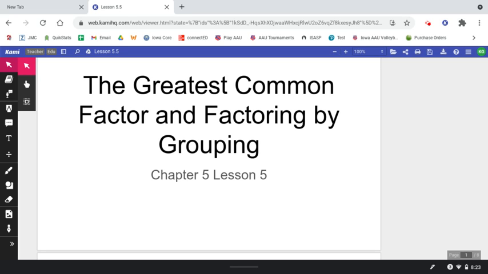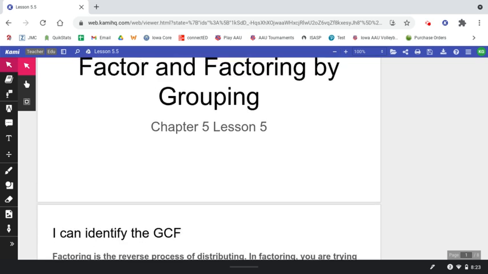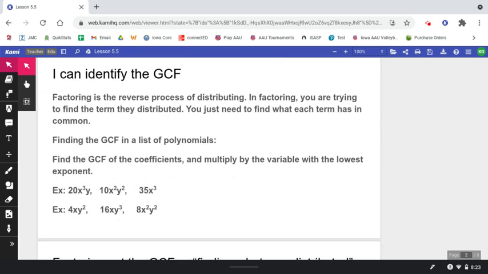Chapter 5, Lesson 5, the greatest common factor and factoring by grouping. Factoring is the reverse process of distributing. So when we are looking to see what is the greatest common factor of our polynomials, we are trying to find what they have in common.